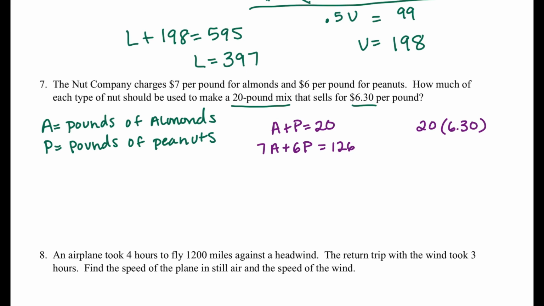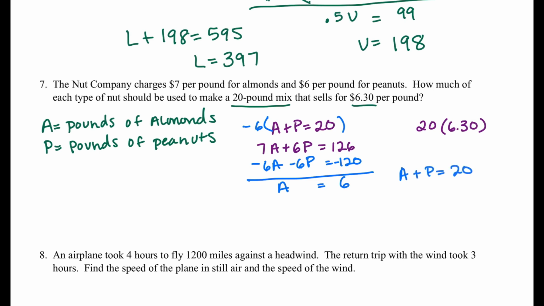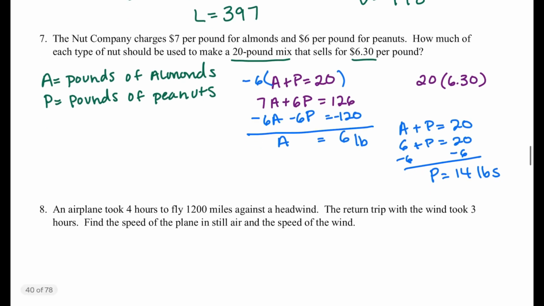I can either times by a 6 or a -6 or a -7. Both of them will work. I like to times by the smaller number and then I get all positive numbers, but either one is fine. And I get A equals 6 pounds. Well, there's 20 pounds of almonds plus peanuts all together. I'm going to take 20 minus my 6, and my peanuts will equal 14 pounds, where my almonds are 6 pounds of almonds.